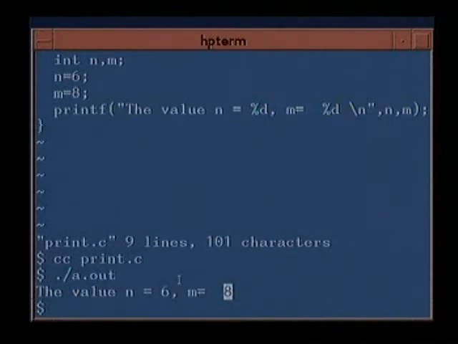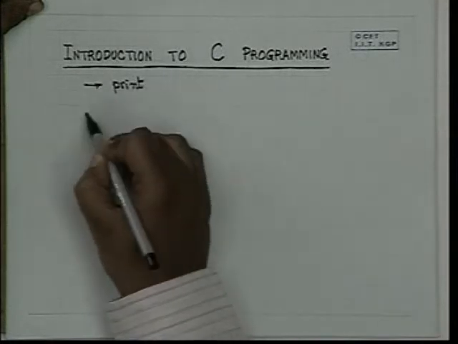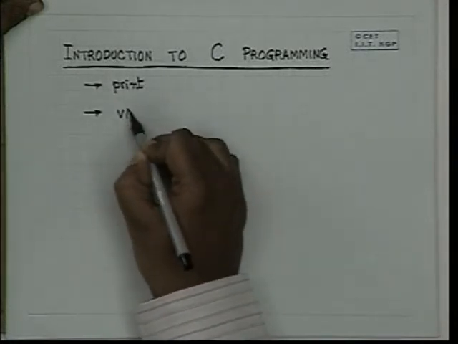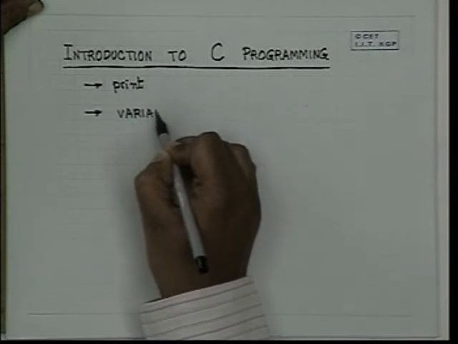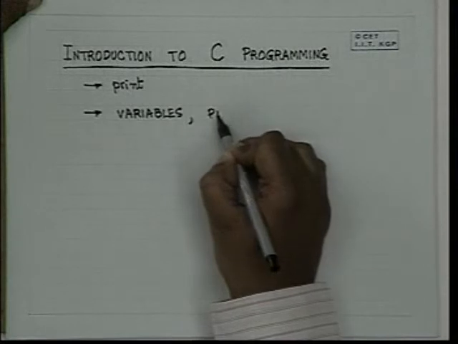And if you want them in different lines, you can put the control sequence \n as and when they are required. So now let us take the next program. So we have seen a program to simply print. We have seen another program to declare variables and print their values.